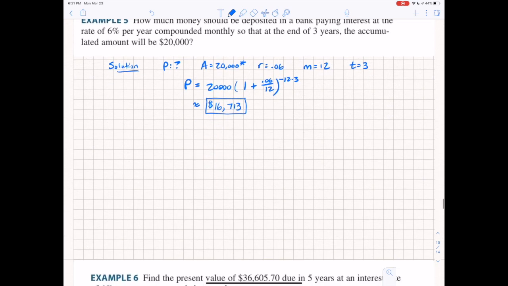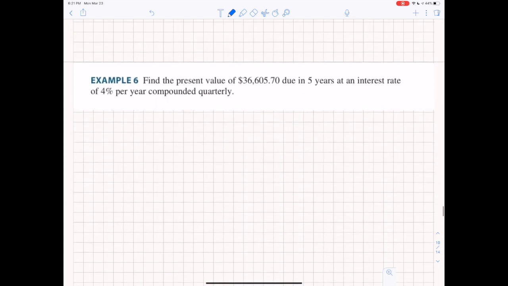All right, example 6. Find the present value of $36,605.70, due in 5 years at an interest rate of 4% per year that is being compounded quarterly. So to answer this question, again, I want to know what is P. If A is 36,605.7, my time is 5, my rate is 0.04, and my M is quarterly, so 4, not 12.